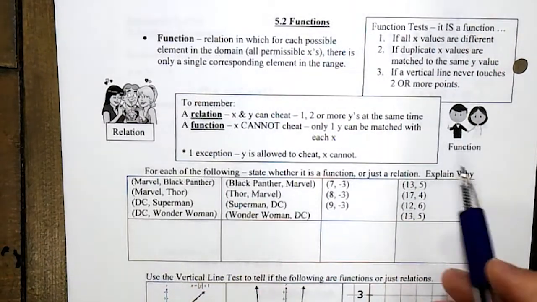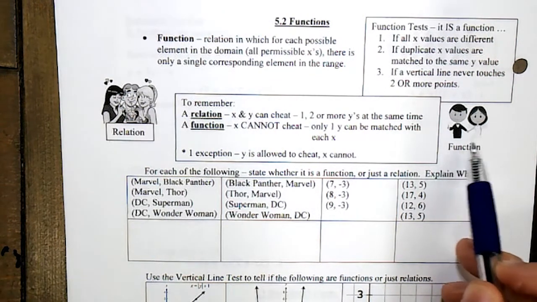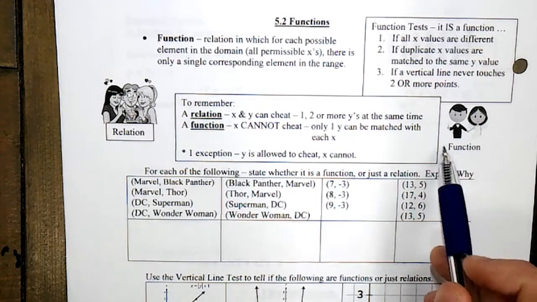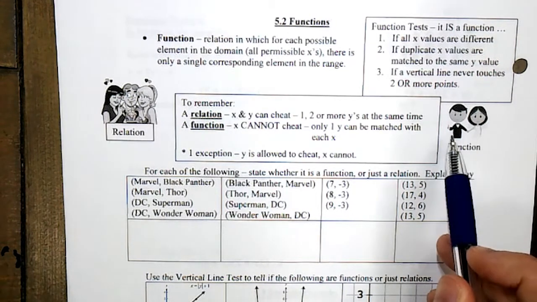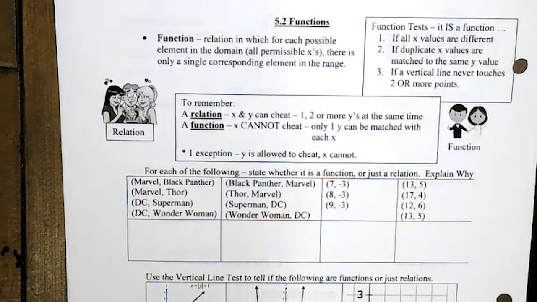Now on the opposite side, a function, I always think of it as a wedding function. It's special. There's 1-to-1. So there's no cheating allowed. There's one relationship, one connection between the x coordinate and the set 2 coordinate, the range.